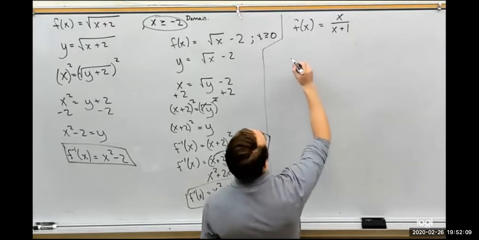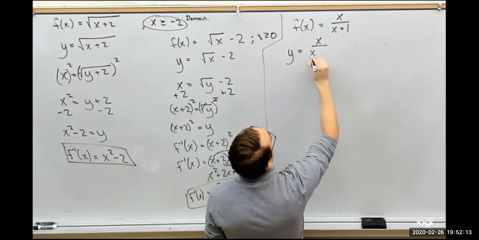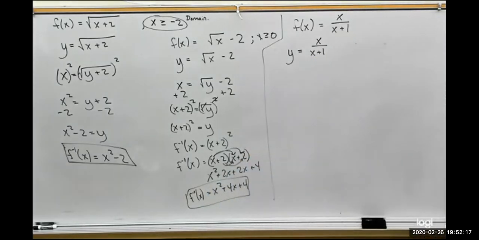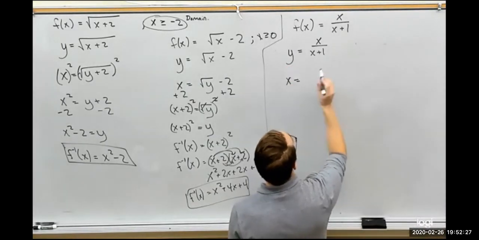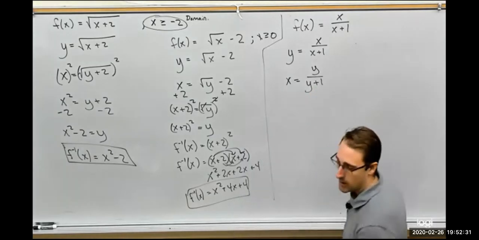Couple of steps. x over x plus 1. All right. And then swap your x's and your y's, right? So you see an x, you write, well, I see a y, I write x. So x equals y divided by y plus 1.